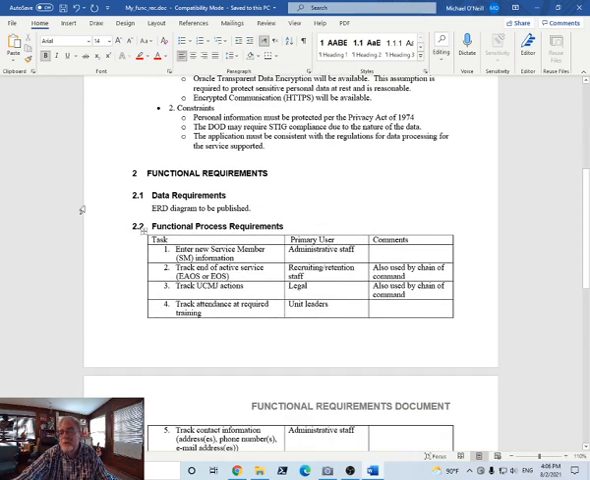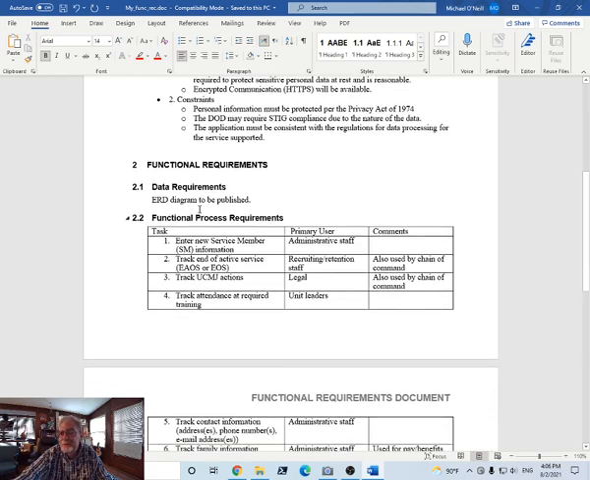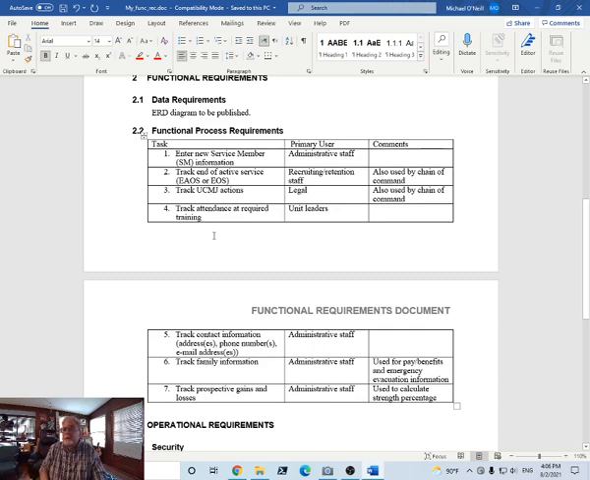Okay, functional requirements, the data recovery. I said ERD diagram to be published. That's all you need to say. Okay, I did mine as a table because I like tables. I have the task, I have who the primary user is, and I have some comments. I said service member; what I would probably do in actuality is roll this out for one service at a time. I would start with the Army because I'm more familiar with them.